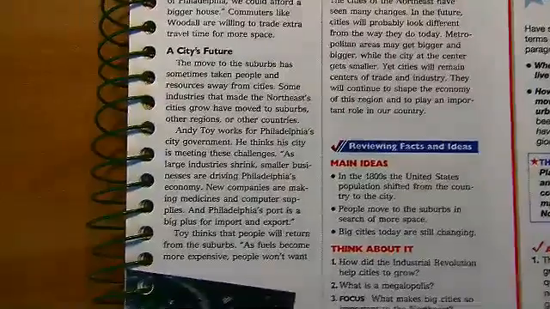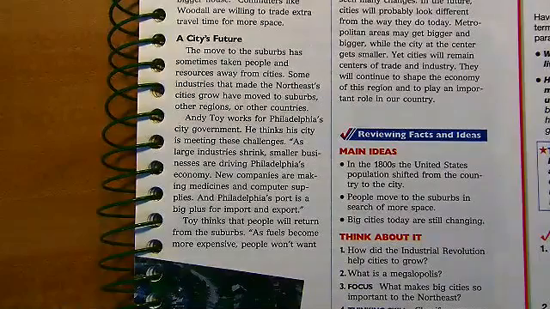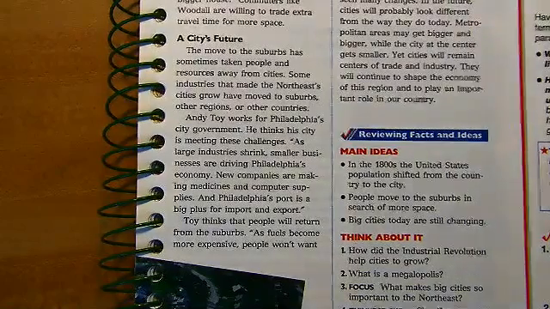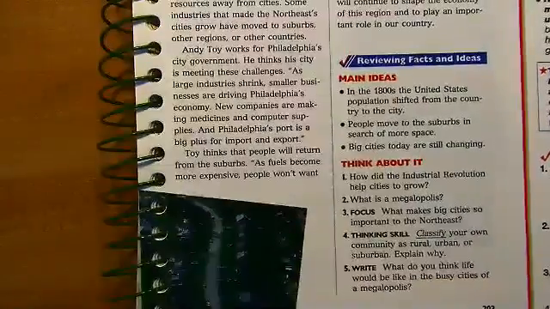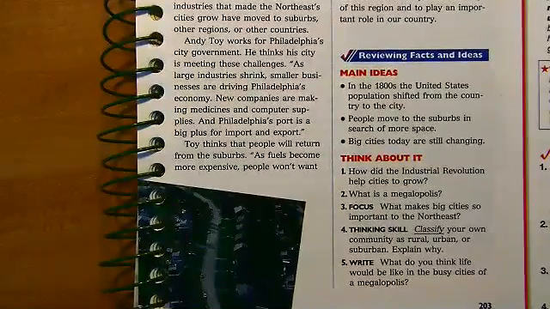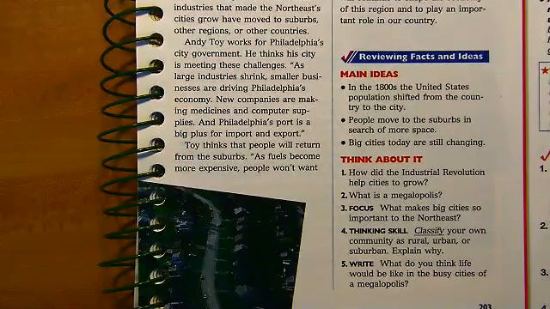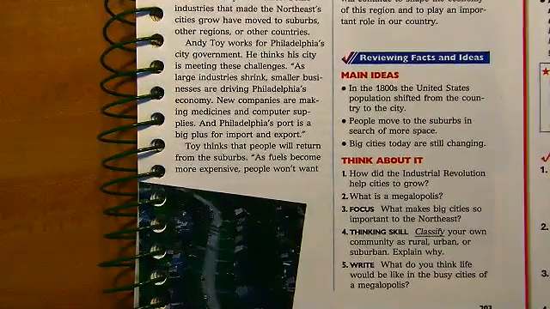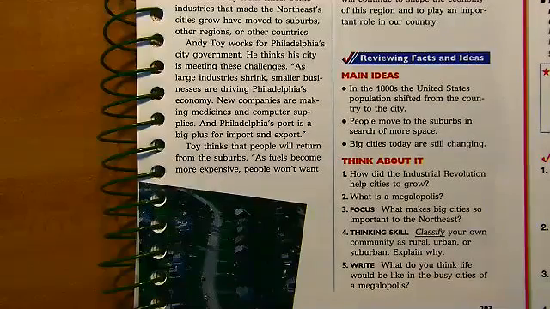Main idea. In the 1800s, the United States population shifted from the countryside to the city. People moved to the suburbs in search of more space. And big cities today are still changing. So let's think about it. How did the Industrial Revolution help cities grow? Can you remember? The Industrial Revolution led to the growth of large factories that required many workers. All those new workers coming in contributed to the growth of the cities.